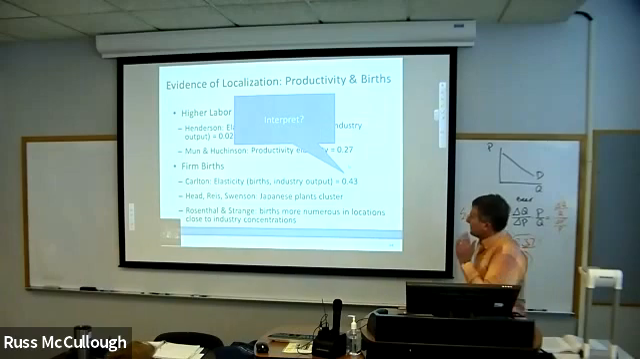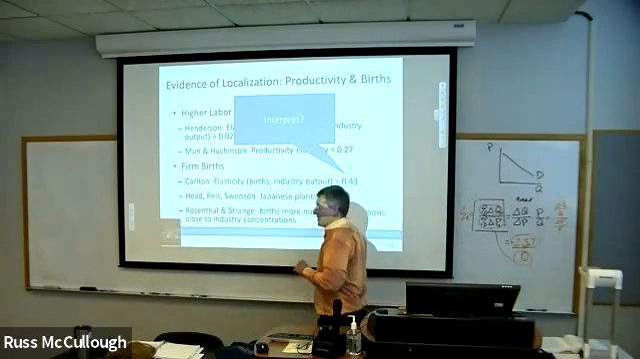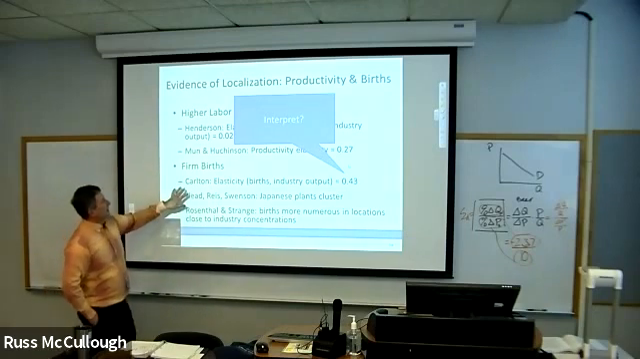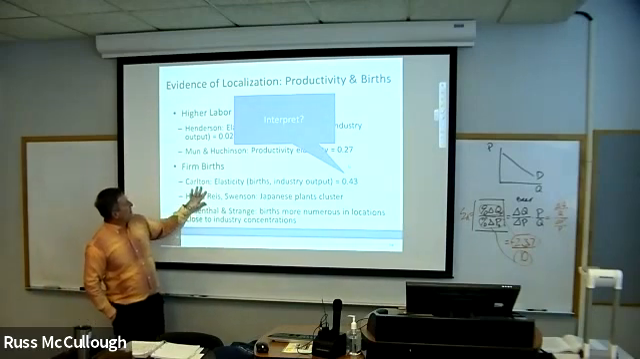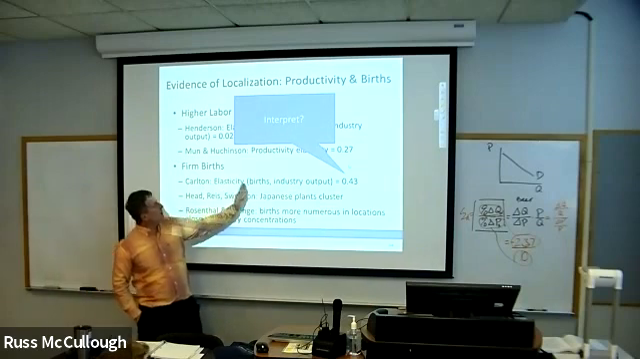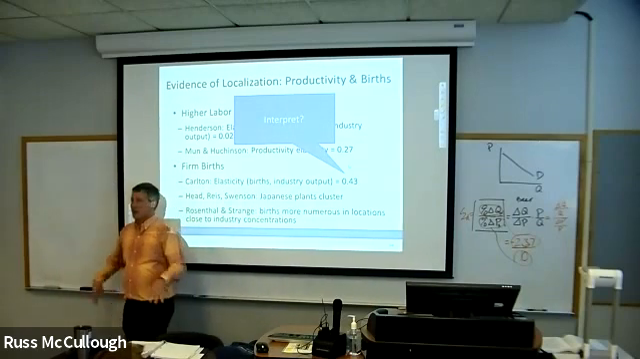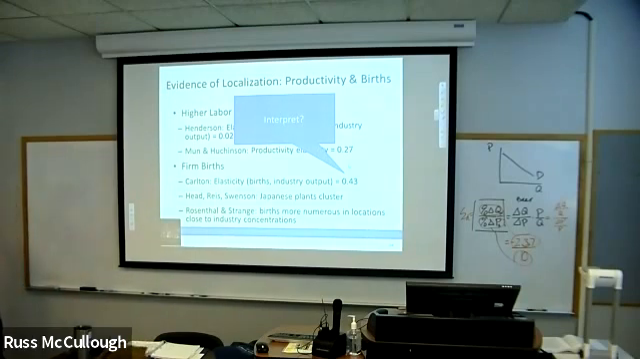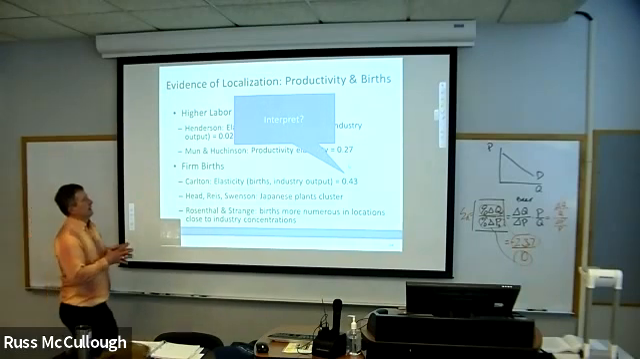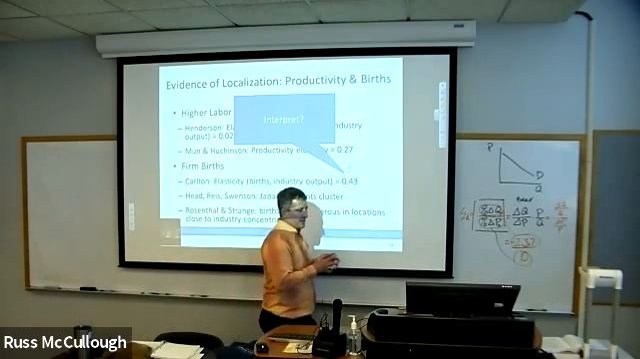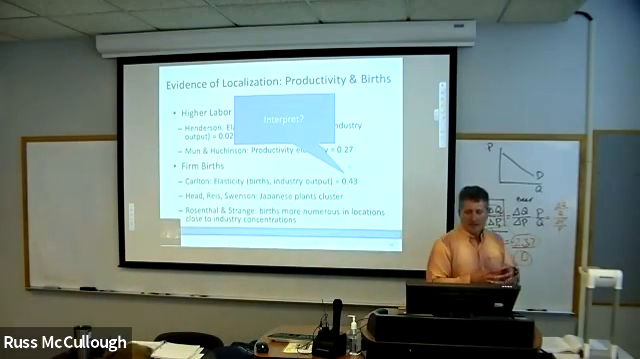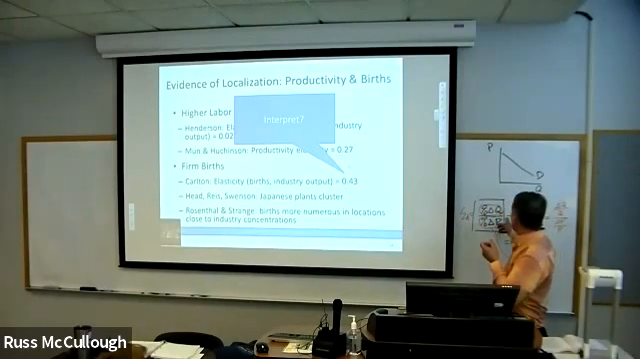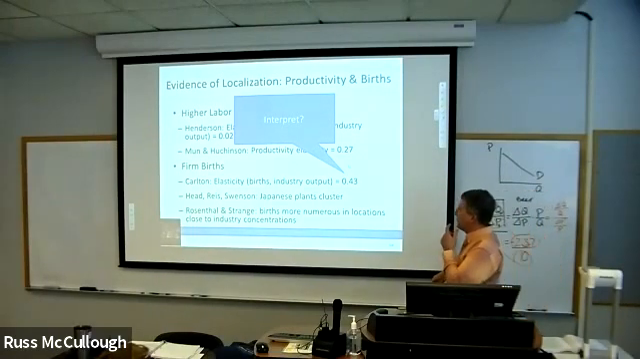How about that one then? Why don't you guys write this down in your notes? So this was estimated by an economist, Carlton, on elasticity of births and industry output. Industry output and births. So they were studying an industry level type of thing here. And you can use 1% or 10%, I don't really care.